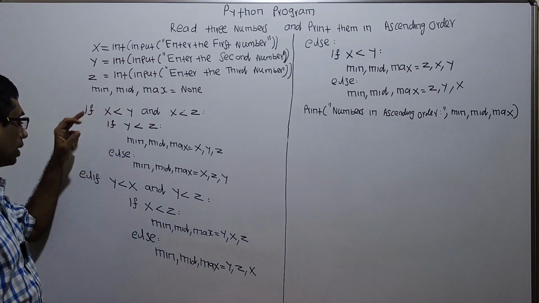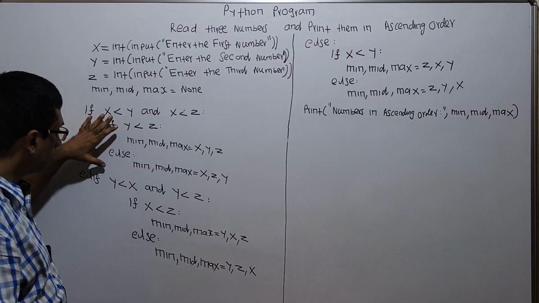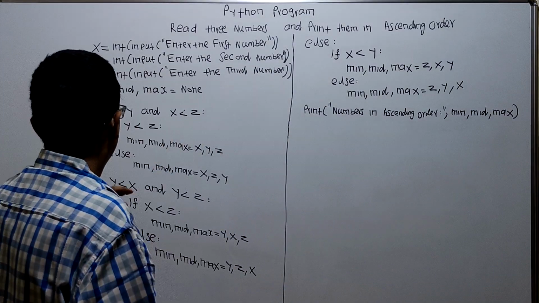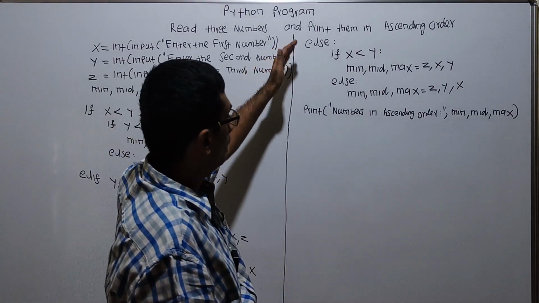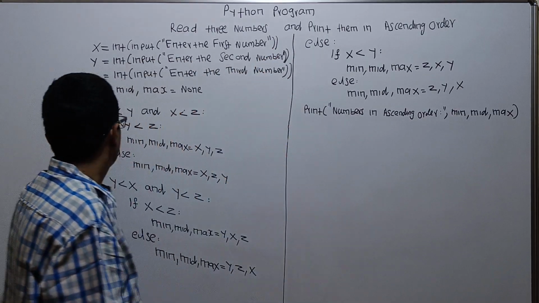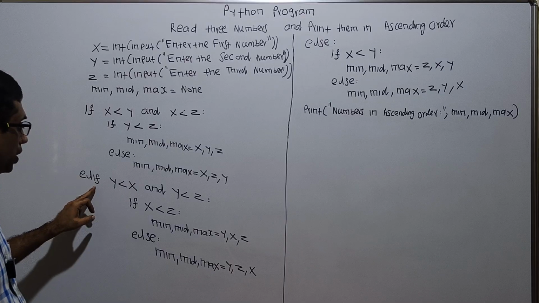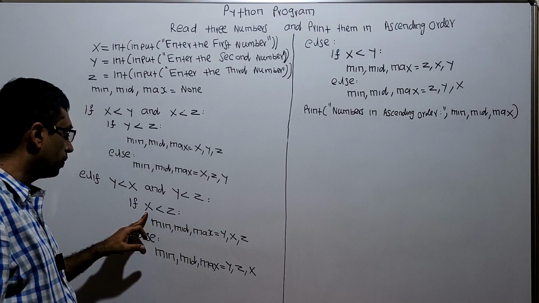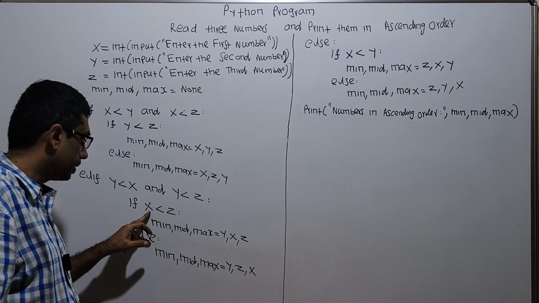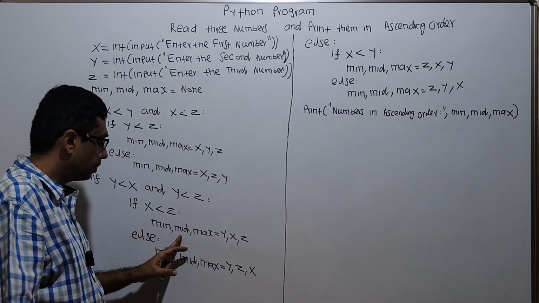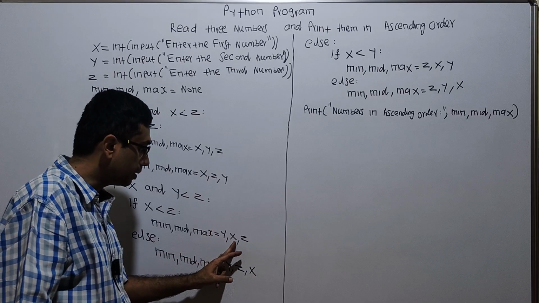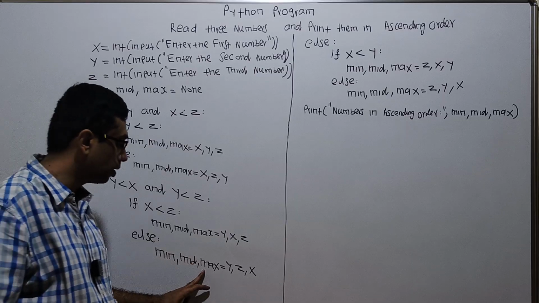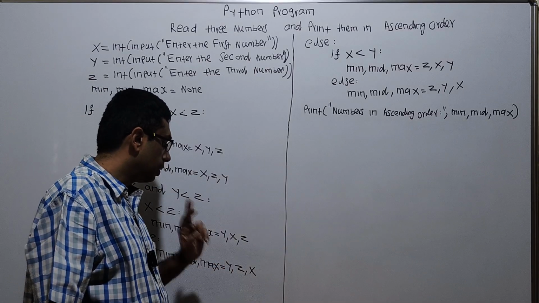If this is false, the control will come to the elif. If this is true, the statement will get executed, control will come out of the entire if, elif, else structure and it will print the result. If this is false, the control will come to the elif and check y is lesser than x and y is lesser than z. If this condition is true, it will check if x is lesser than z. If this is also true, I am assigning min, mid, max equal to y, x, z. If this is false, the control will come to the else. I am assigning min, mid, max equal to y, z and x.